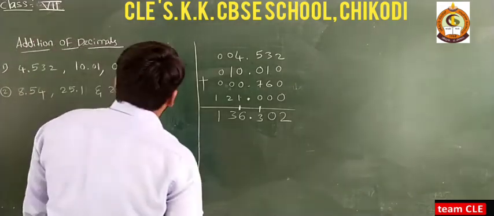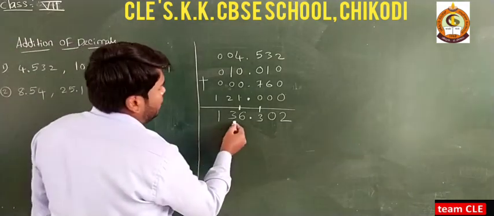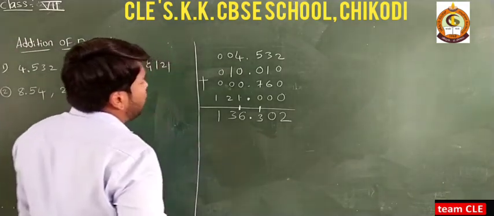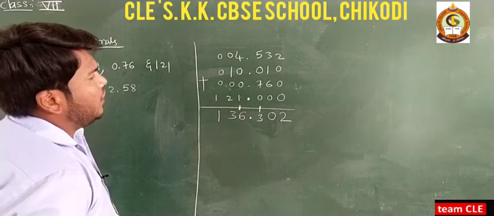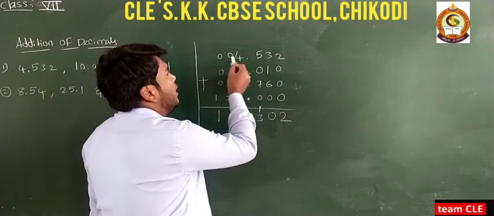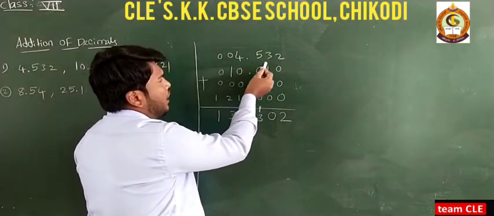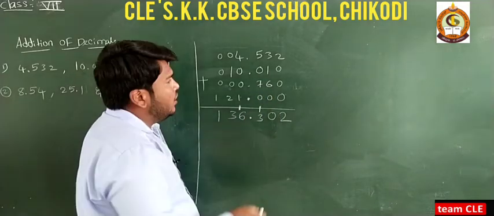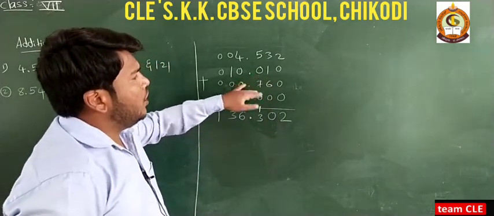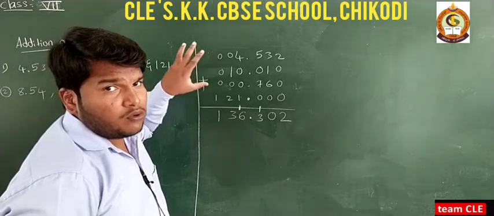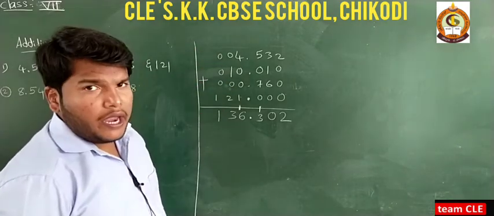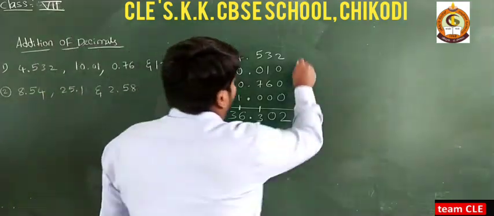So the answer we get after the addition is 136.302. So this is the first example. First you have to write the unlike decimals in a column, then increase the zeros and convert the unlike decimals to like decimals, then you do the addition. So this is the first problem.